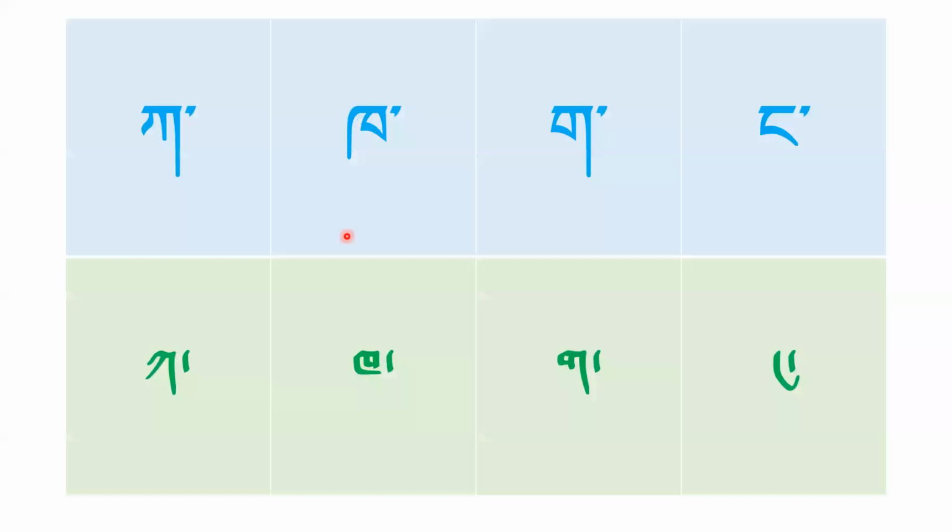Let's look at the individual letters. As you can see, I have two rows. The top row shows the uppercase of the Tibetan alphabet. The bottom row shows the lowercase of the Tibetan alphabet.